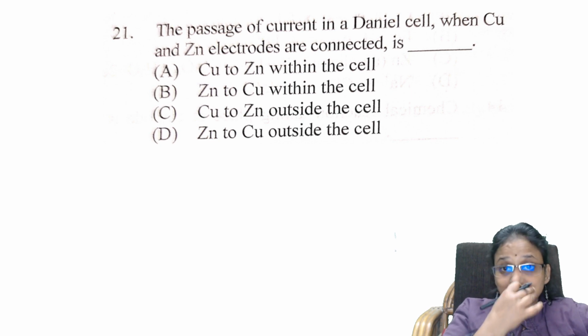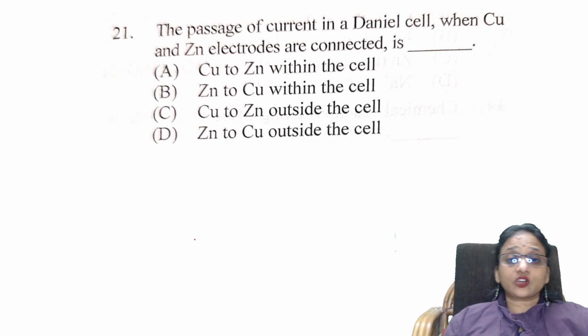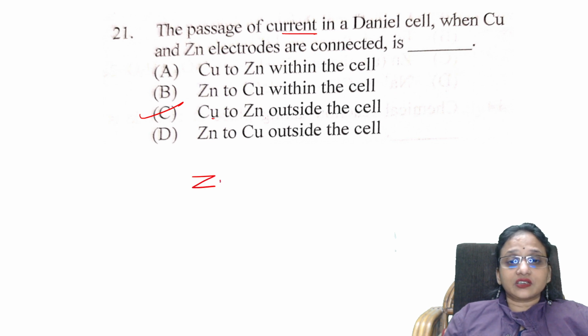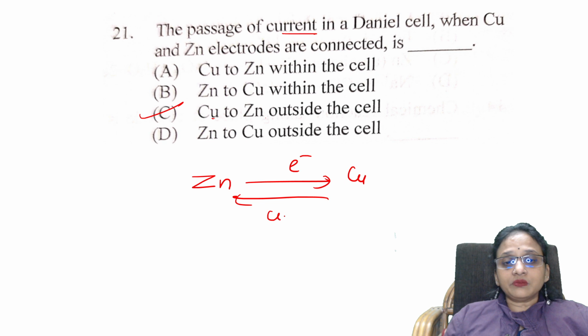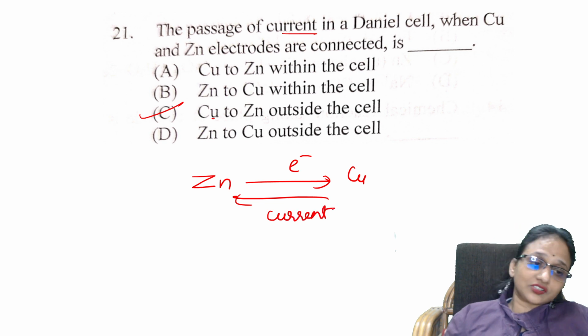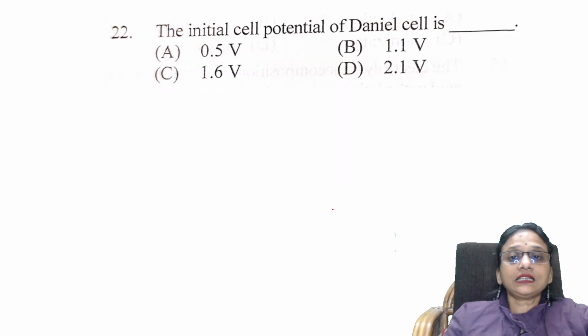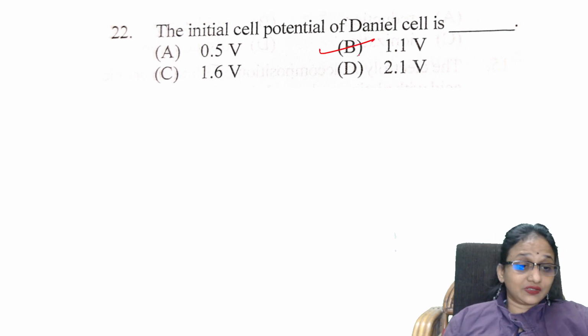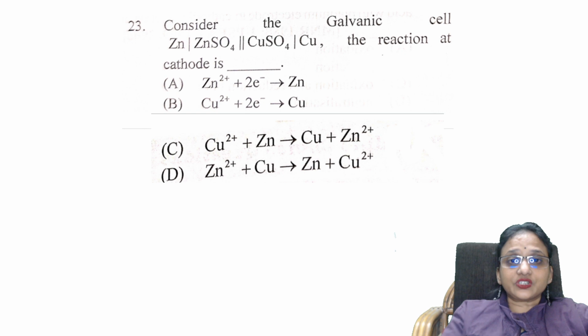Next, the passage of current in a Daniel cell when copper and zinc electrodes are connected. So current always, what did we say? Copper to zinc, correct? I just now wrote: electrons from zinc to copper, current from copper to zinc. That's all. Next, the initial cell potential of the Daniel cell is 1.1 volts. You see? Okay. Next question.